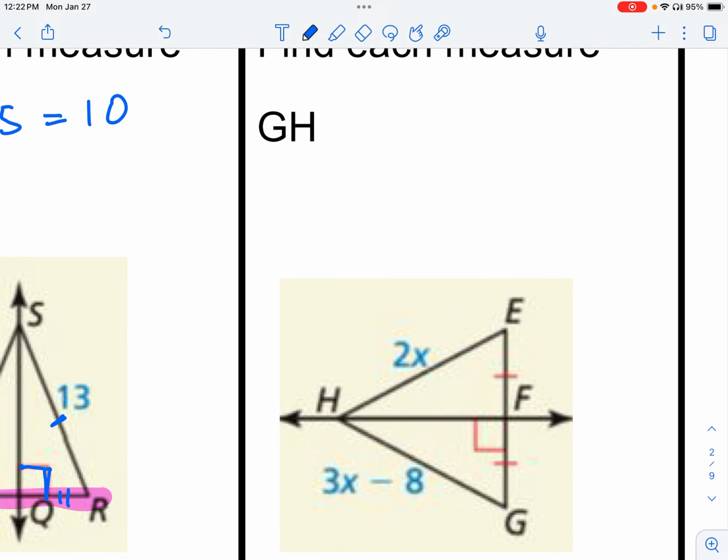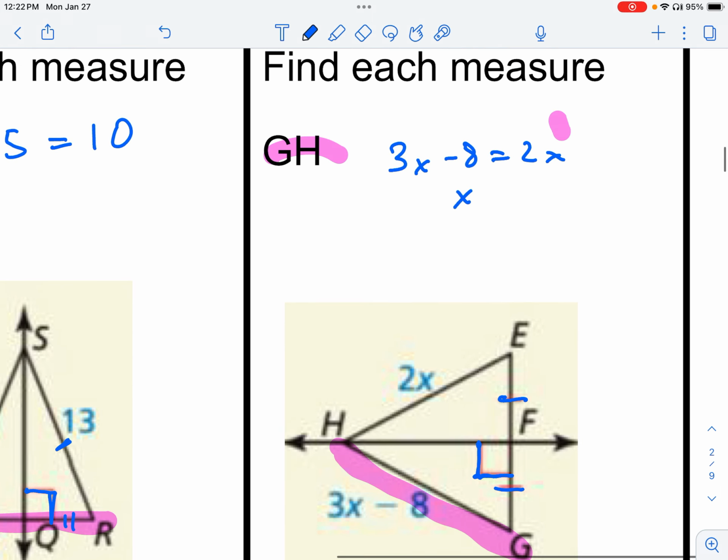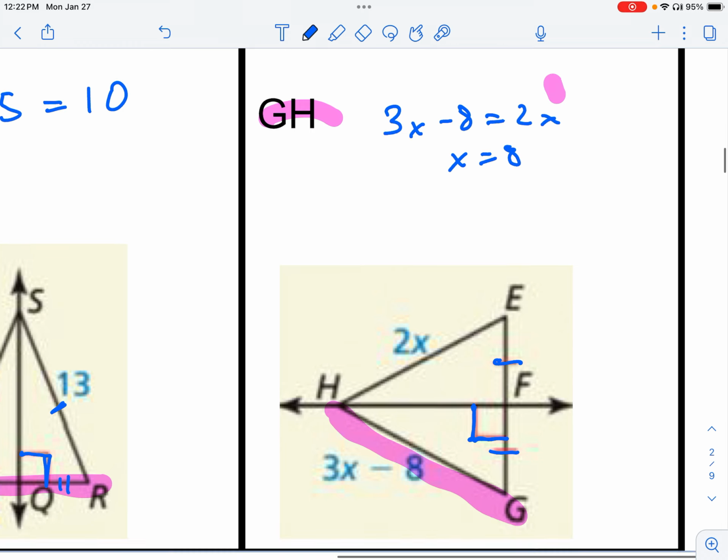Last example for perpendicular bisectors. We know that F is a midpoint. HF is perpendicular, so it's a perpendicular bisector. GH is right here. Since H is on the perpendicular bisector, 3x minus 8 equals 2x. Subtract 2x from both sides, add 8 to both sides, x equals 8. And then we go ahead and plug it in. And GH equals 16. And in the next one, we'll talk about angle bisectors.